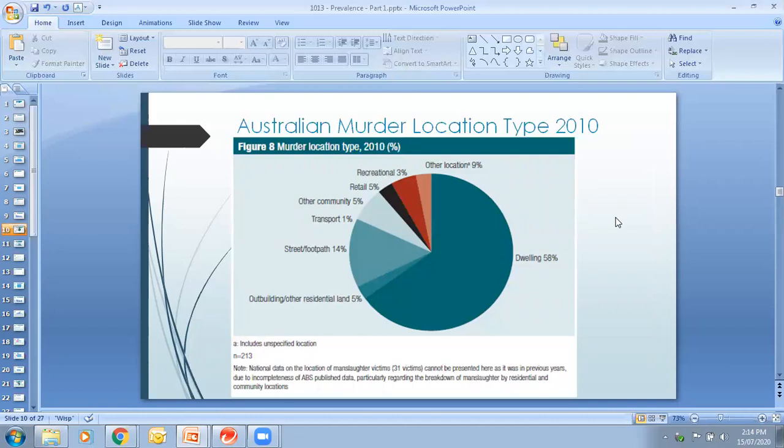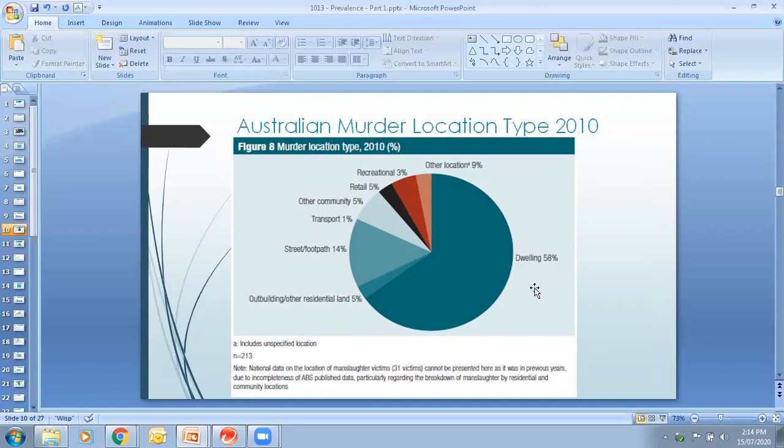This is for the whole of Australia in 2010. The total is 213, which is really small. So that's down the bottom there, number 213. That's how many murders there were, and this is where it all happened. Where do most people get killed? They get killed in a home, in a dwelling, whether that's the offender's dwelling or the victim's dwelling, but they're getting killed in a dwelling.